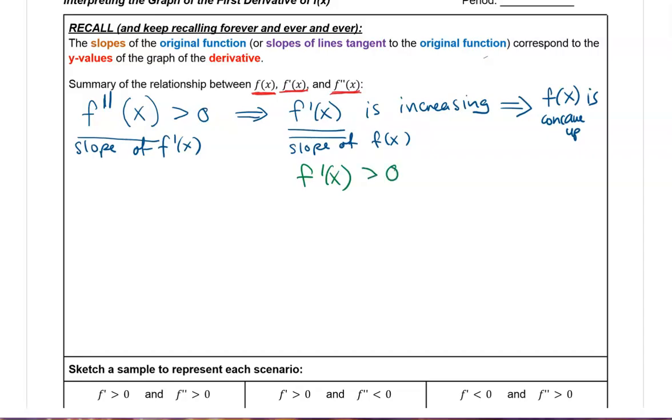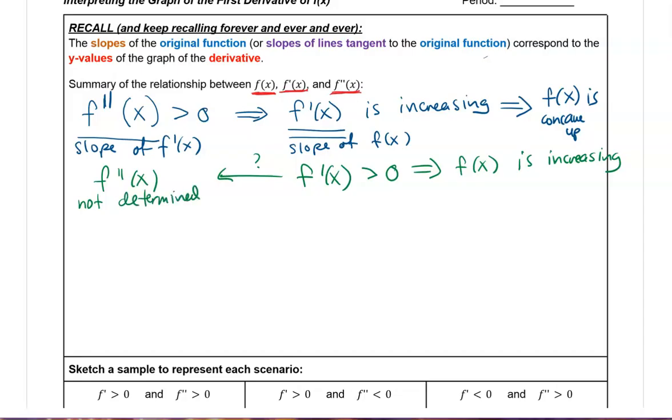So if the first derivative itself is positive, that would tell us that f of x is increasing. That would not be able to tell us about the second derivative though. The second derivative cannot be determined from the sign of f prime. So it's the sign of f double prime that tells us the direction of f prime, that tells us the concavity of f. The sign of the first derivative can tell us about the direction of f, but it can't really tell us anything about the second derivative.